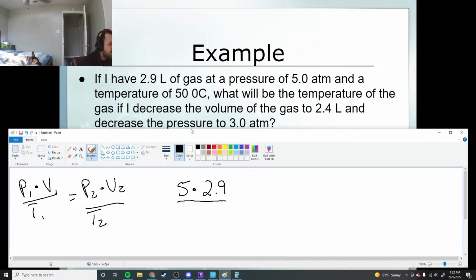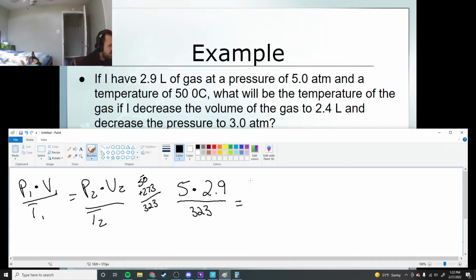Okay, we can't plug it in as 50 because, like we've talked about before, anytime we're using temperature with gas laws, we've got to convert it to Kelvin before we put it in our equation. So before we plug this in, we're going to do 50 plus 273. That should come out as 323. So that gets plugged in for our T1.